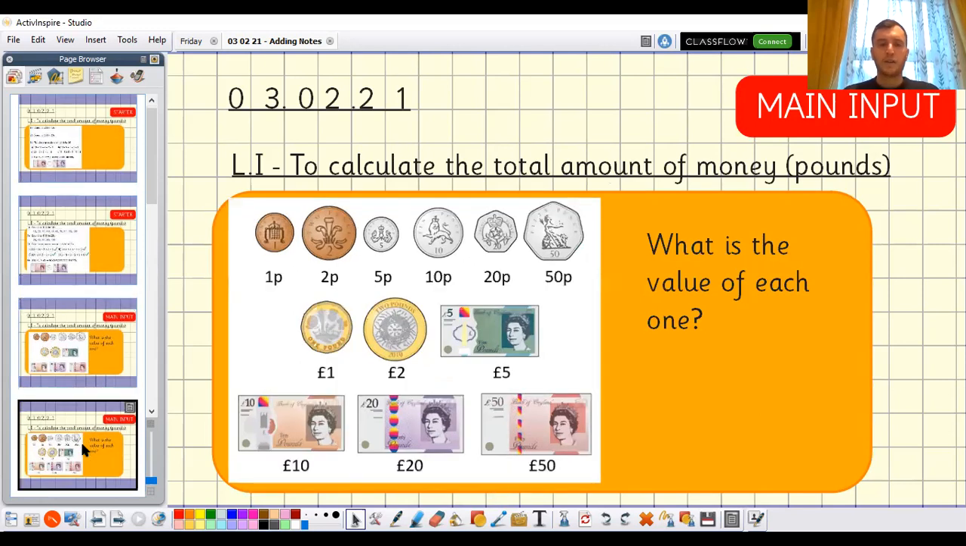So let's look at the value of those. We have 1 pence, 2 pence, 5 pence, 10 pence, 20 pence, 50 pence, £1, £2. That is all of our coins. And we can use a combination of those coins to make different amounts. We also have our notes, £5, £10, £20, and £50. They are all of the notes that you will see in our currency.